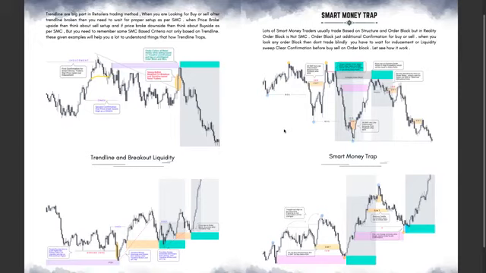If we find a liquidity, then the first pullback we can consider as a entry. Exactly. When you find the liquidity in a higher time frame, then you have to switch into the lower time frame, and the first pullback is a change of character. Okay, you can take the trade. Simple.